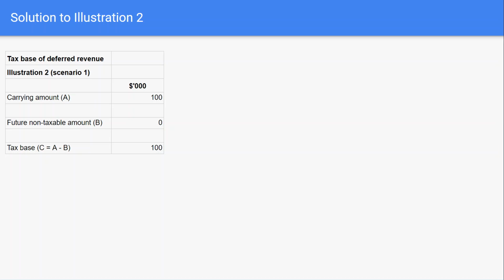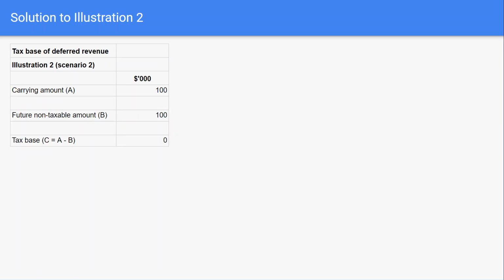So when you ask, is there a non-taxable amount for the future? No. So that means the non-taxable amount is 0 because there's nothing that will be non-taxable in the future. Everything will be taxable in the future. And put that 0 there. And you do your A minus B and you get your tax base.